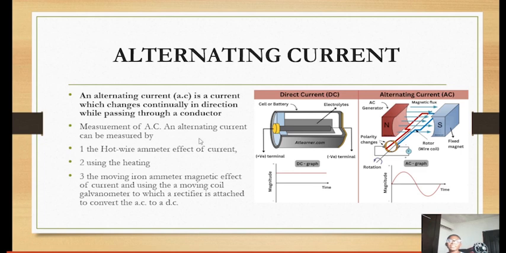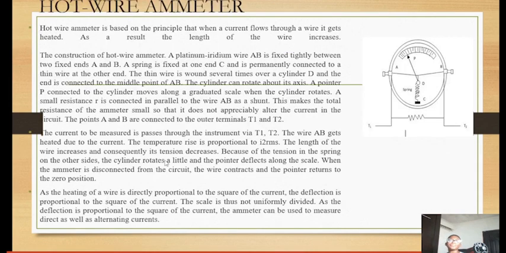Measurement of AC: alternating current can be measured by one, the hot wire ammeter, using the heating effect; two, the moving iron ammeter, using the magnetic effect of current; and three, using the moving coil galvanometer to which a rectifier is attached to convert AC to DC.